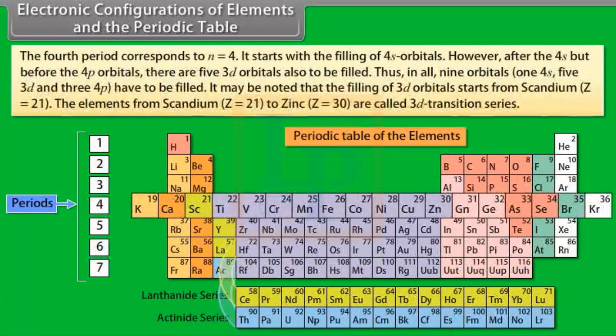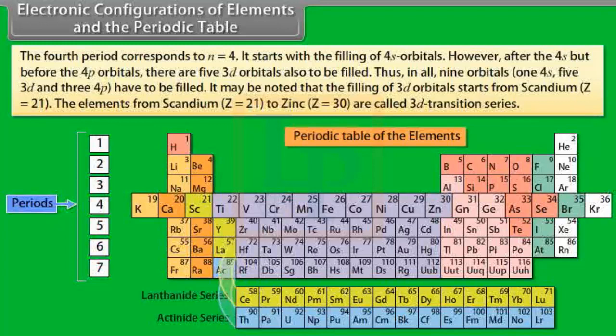The fourth period corresponds to n is equal to 4. It starts with the filling of 4s orbitals. However, after the 4s but before the 4p orbitals, there are 5 3d orbitals also to be filled. Thus, in all, 9 orbitals, 1 4s, 5 3d and 3 4p have to be filled. It may be noted that the filling of 3d orbitals starts from scandium, atomic number is equal to 21.